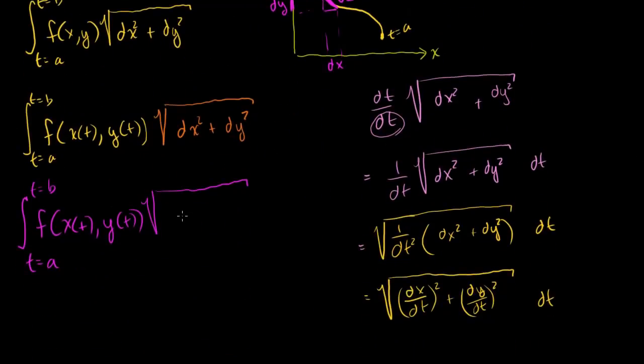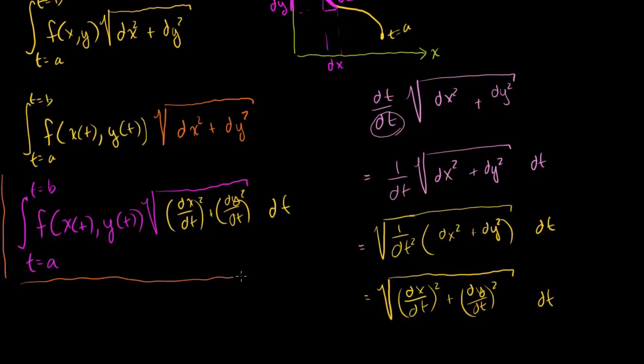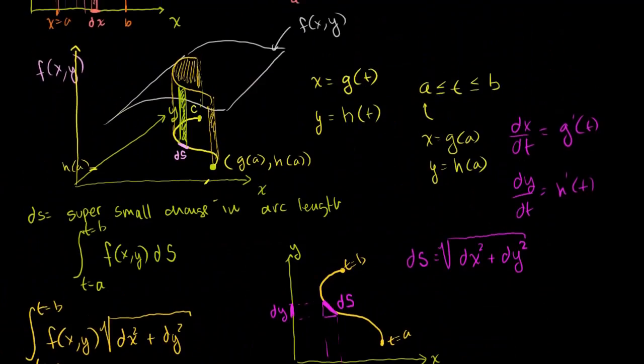So the square root, and we'd take the derivative of x with respect to t squared plus the derivative of y with respect to t squared, and then all of that times dt. And this might look like some strange and convoluted formula, but this is actually something that we know how to deal with. We've now simplified this arc length problem, or this line integral, right? That's essentially what we're doing.